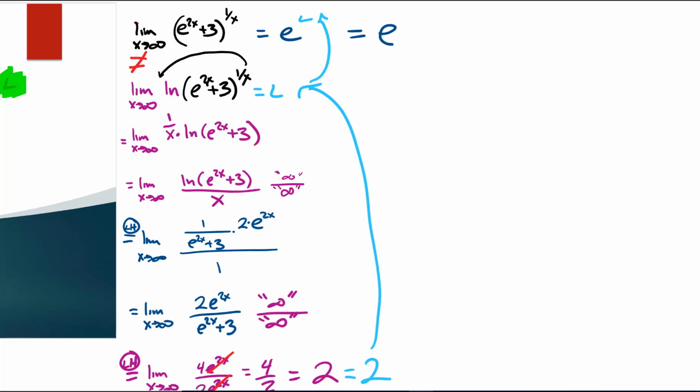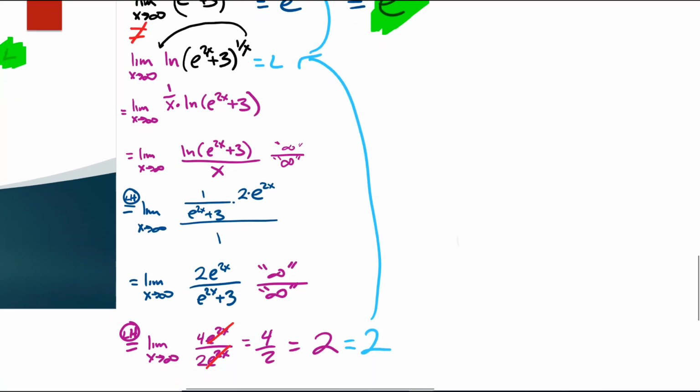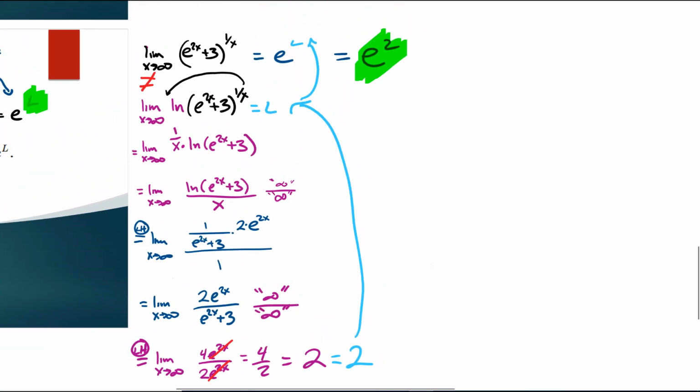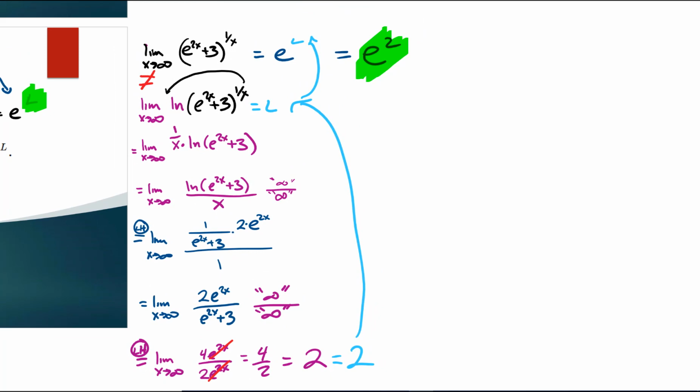Our answer is actually e squared. Whatever we find by hitting it with a log is merely the exponent of e. So anytime we hit ourselves with a log first, then evaluate our limit, we need to take that limiting value and plug it into the exponent of e so we can get our correct solution.